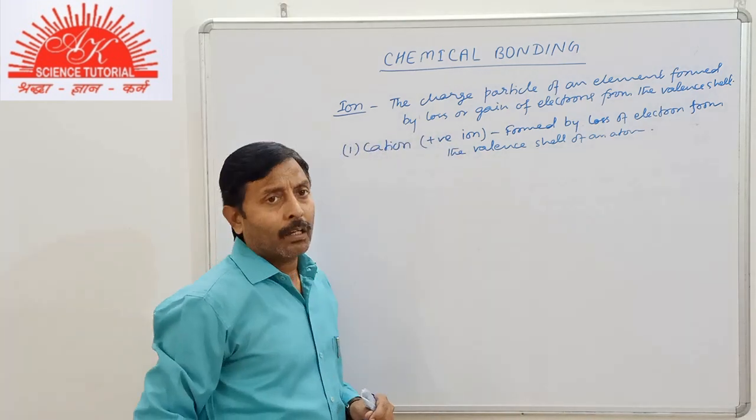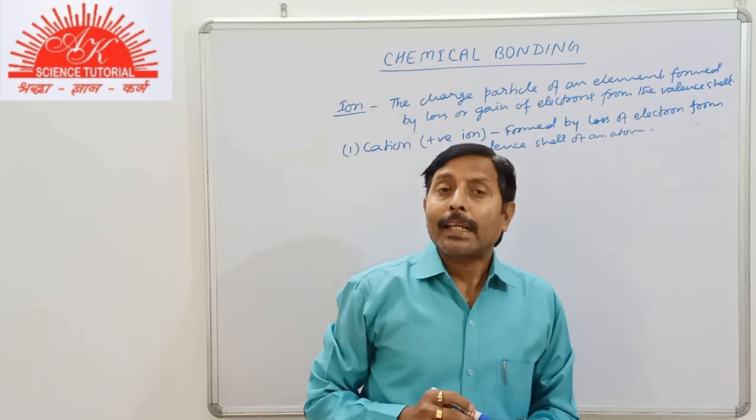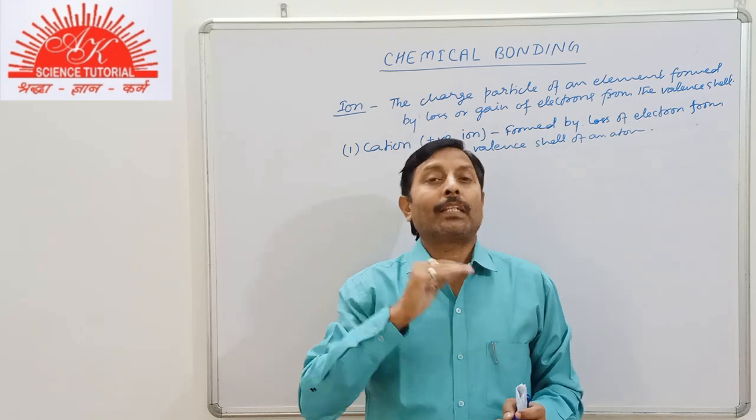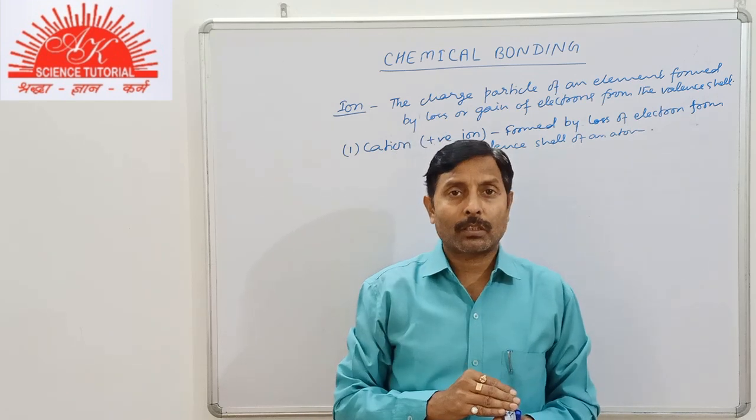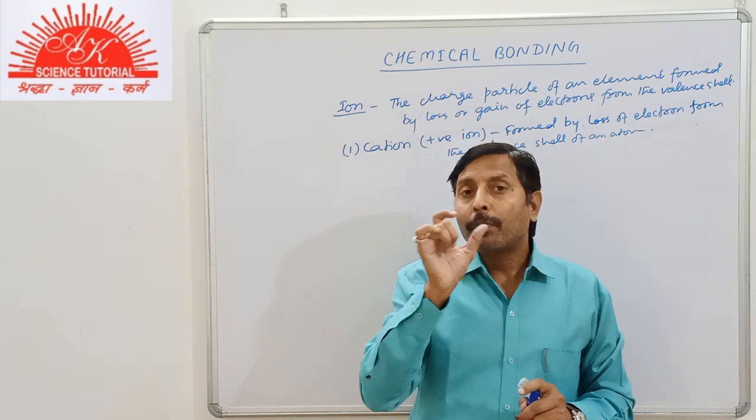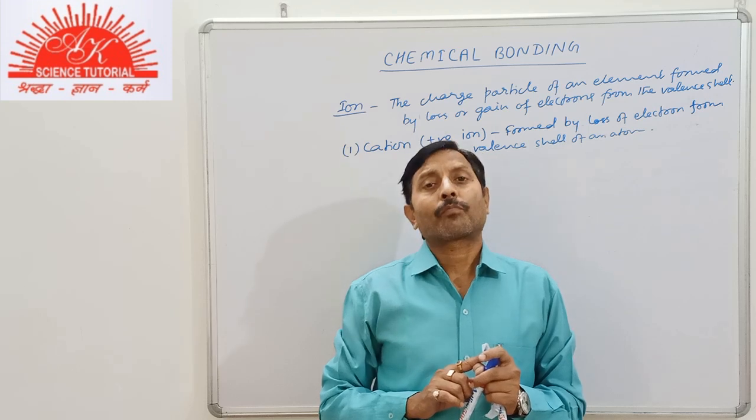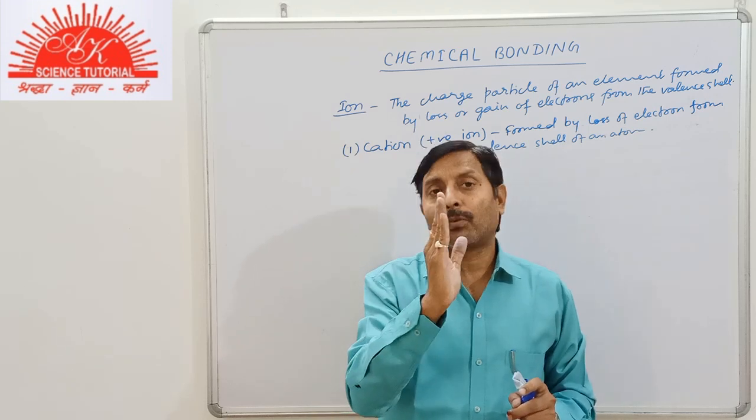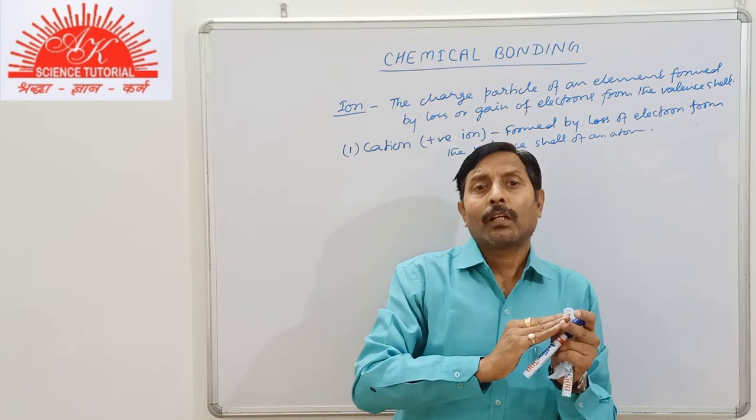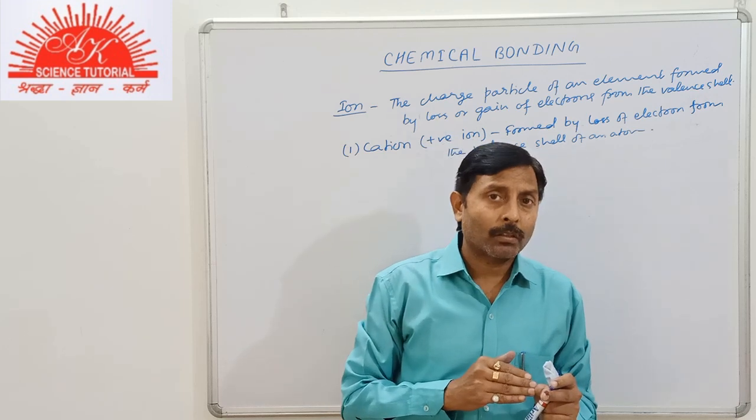Now, cations. What type of element will form a cation? Elements which have 1, 2 or 3 valence electrons. Why do we take 1, 2, 3 only? Because to become a stable octet, 8 electrons are required. The half of 8 is 4. So if the electrons are less than 4, then it is easier to lose them rather than to gain electrons.